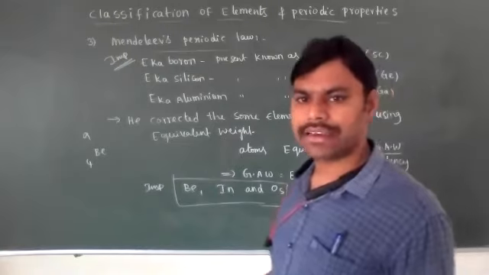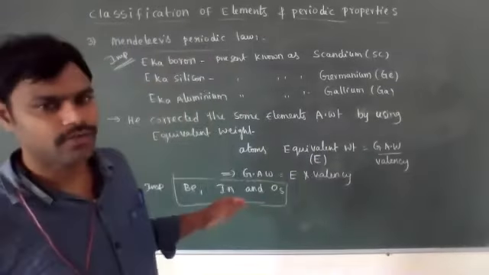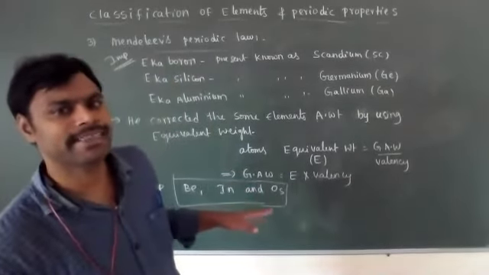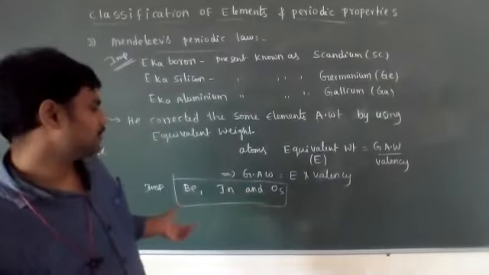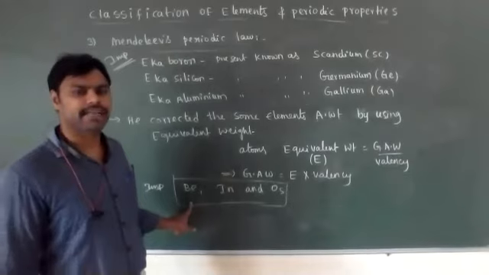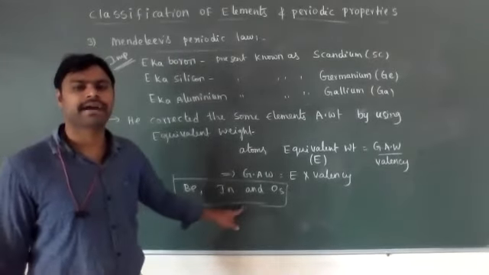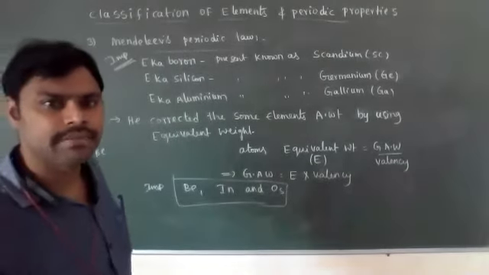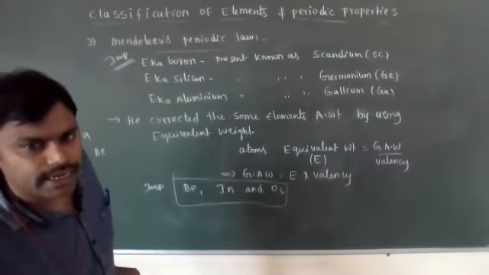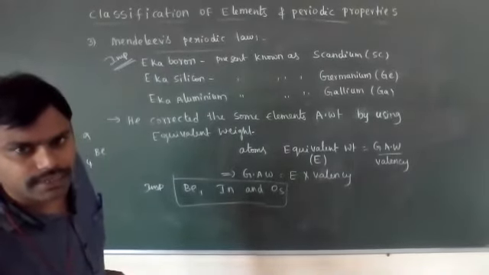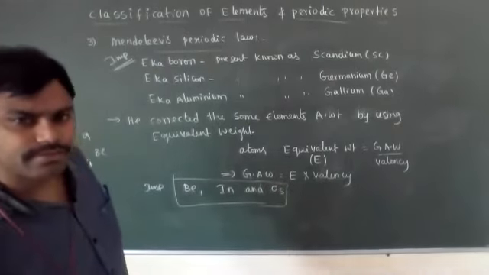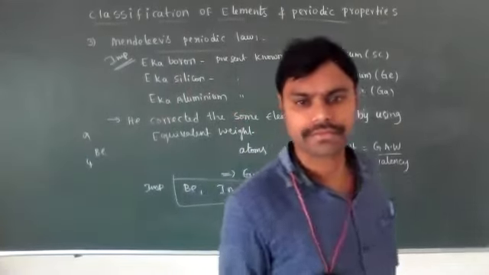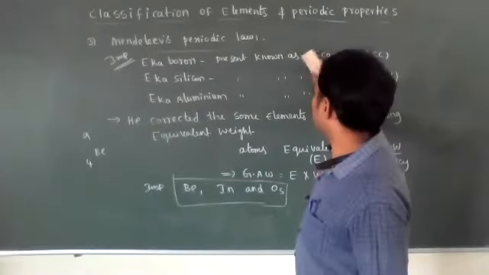So among the following elements, which elements' atomic weight was corrected by Mendeleev? Beryllium, indium and osmium. Okay, clear? Let's go on.